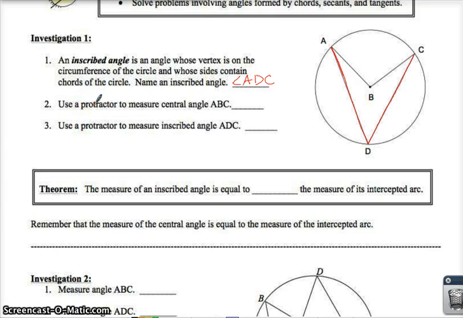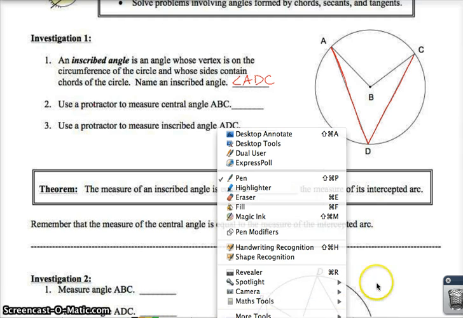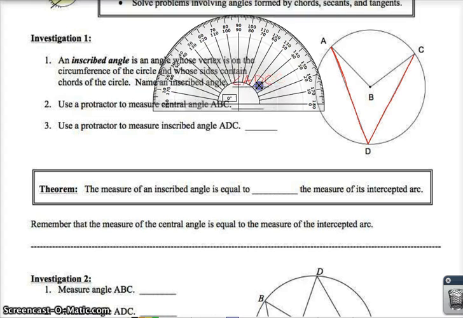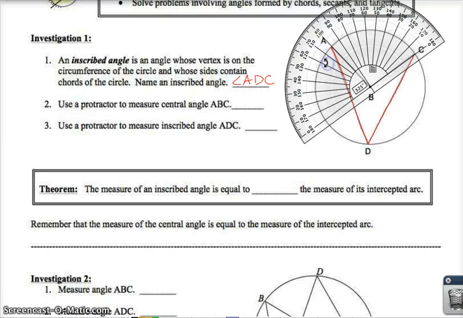Number two, we're going to use a protractor to measure the central angle. So go ahead and pause if you want, or you can get a protractor. I'm sure you have one at home. Those are going to line up very well. And then we're going to move that over. I'm trying to figure out the measure of angle ABC, the central angle here. So remember, ABC is the central angle.